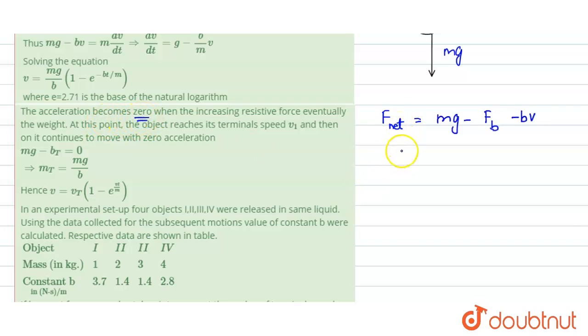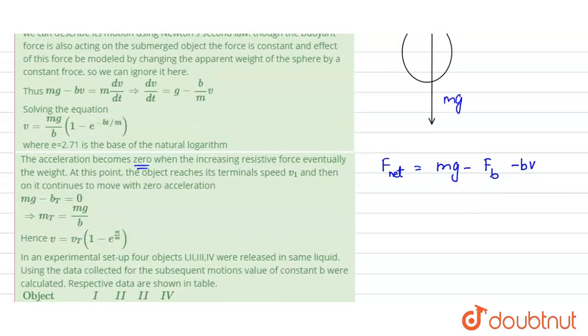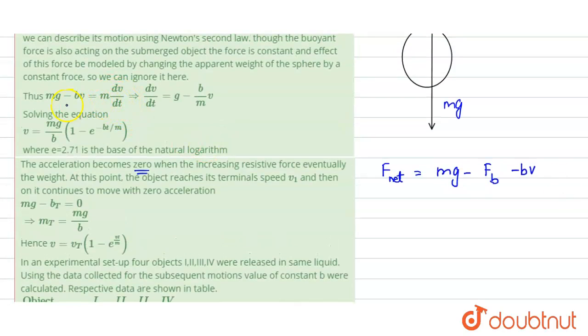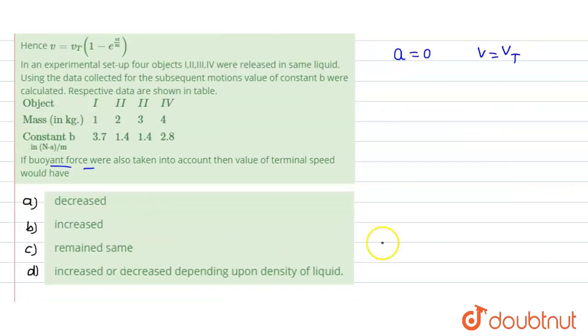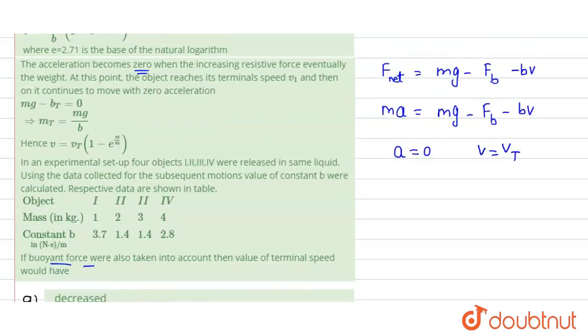Now we know that net force could be written as mass into acceleration. If you don't know, it is given here as well. So net force is mass into acceleration, and this would be mg minus Fb minus bv. When acceleration equals 0, our velocity would be called the terminal velocity. Now if we take buoyant force into account, then the terminal velocity would increase, decrease, remain the same, or increase or decrease depending upon the density.